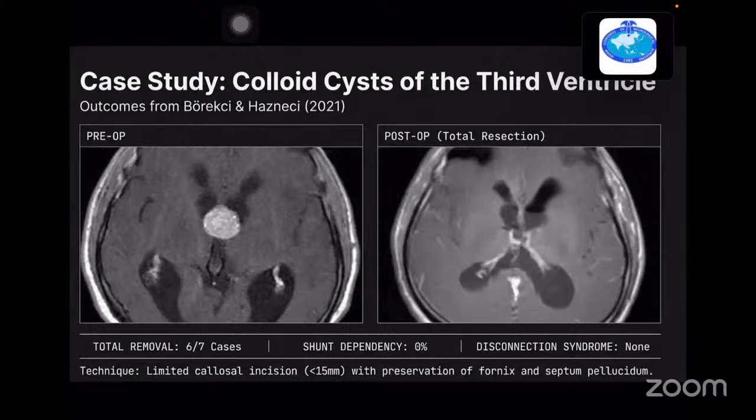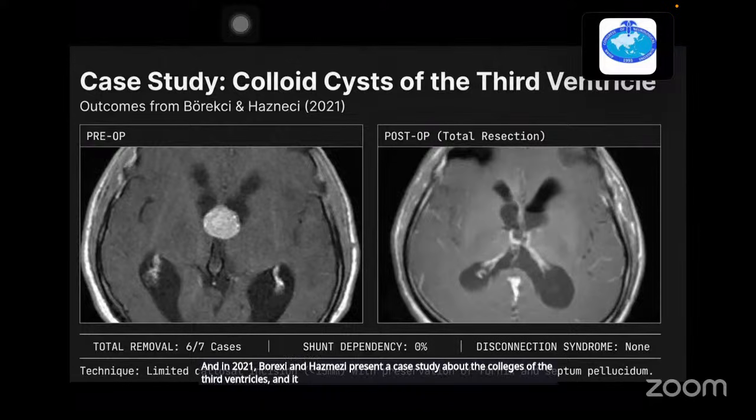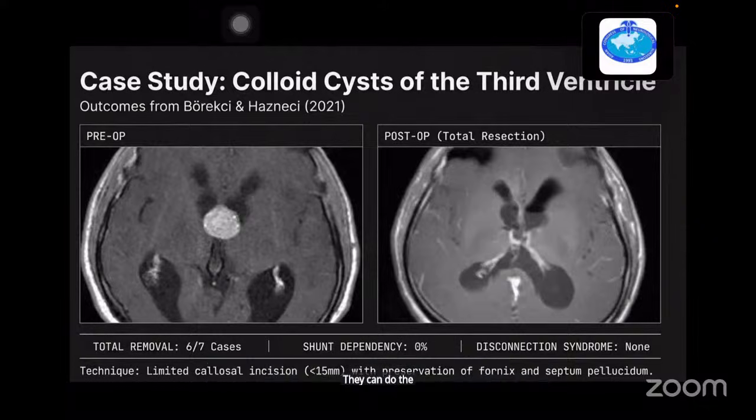And in 2021, Borekci and Haznezi presented a case study about the colloid cyst of the third ventricle, and it showed that with a limited callosal incision, less than 15 millimeters, they can preserve the fornix and also the septum pellucidum, and they could do total removal in 6 out of 7 cases.